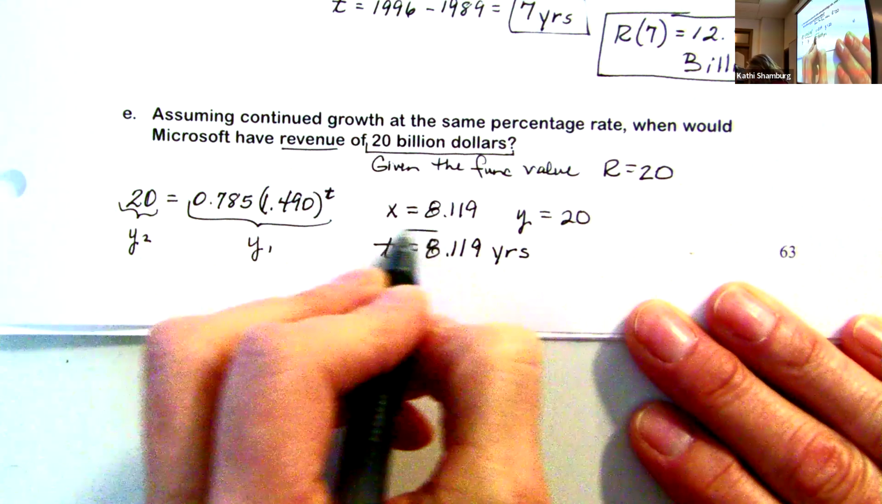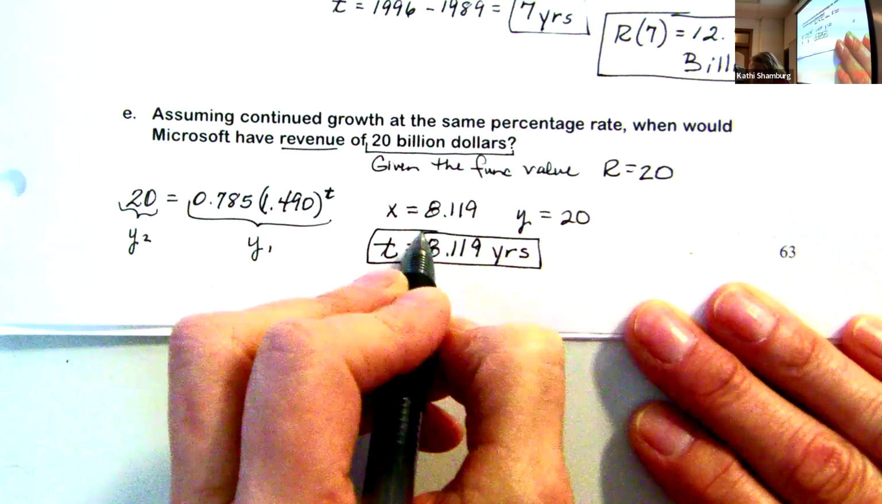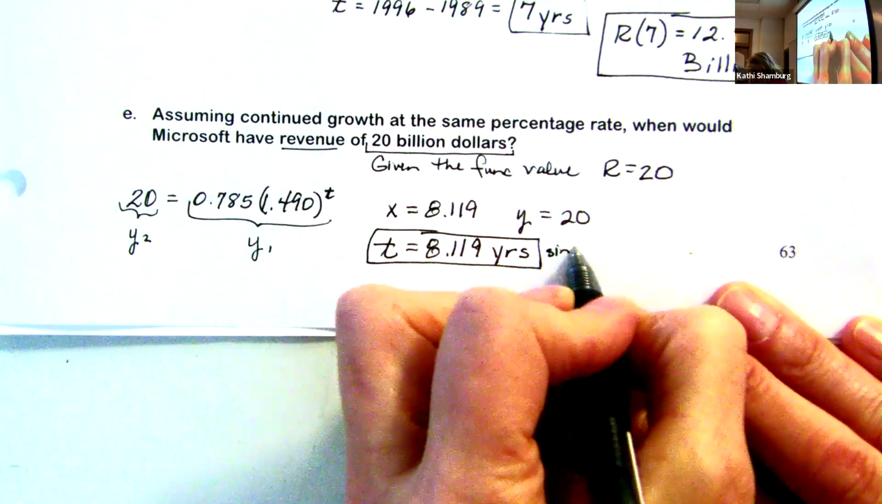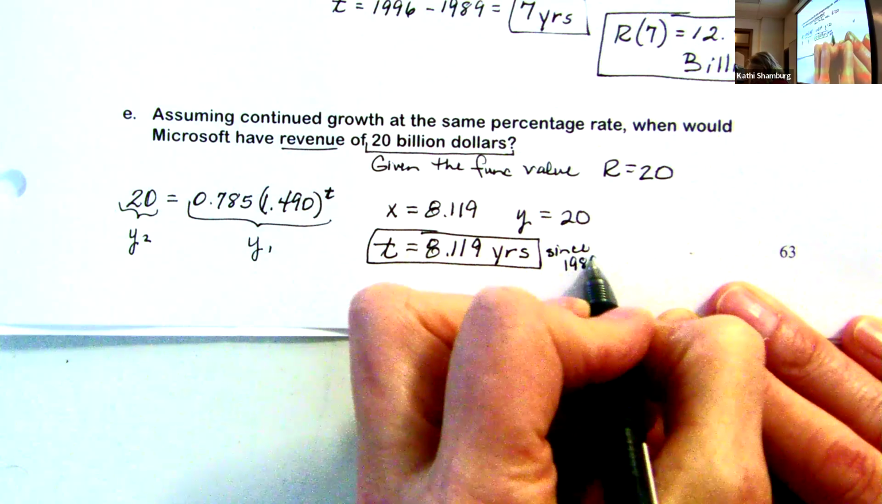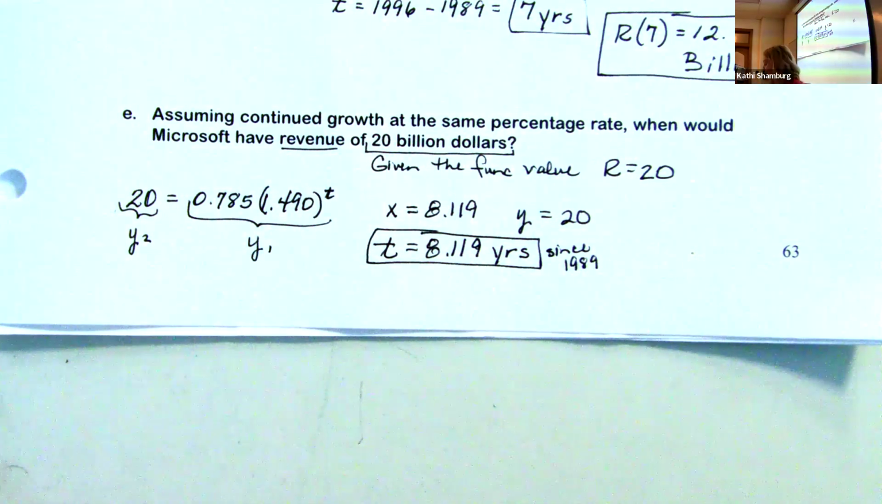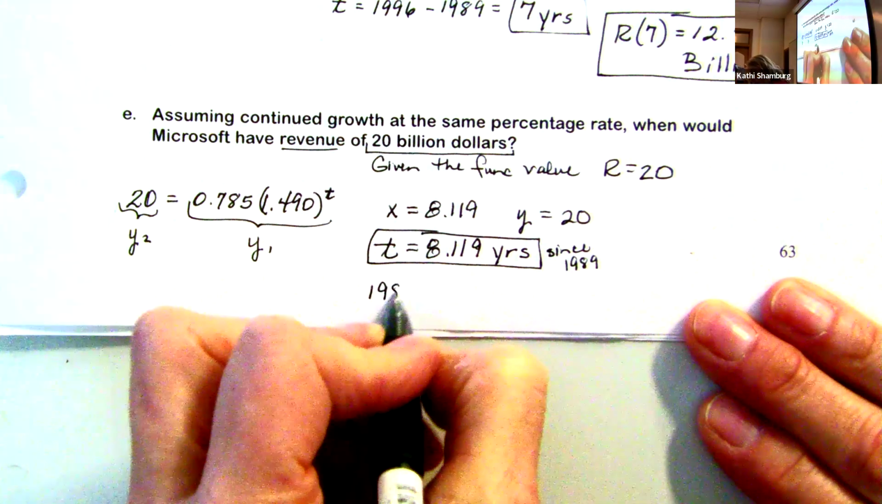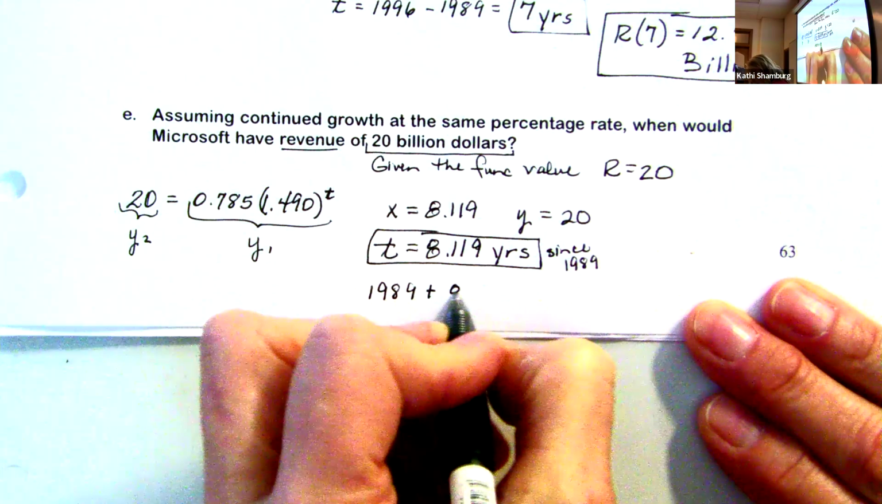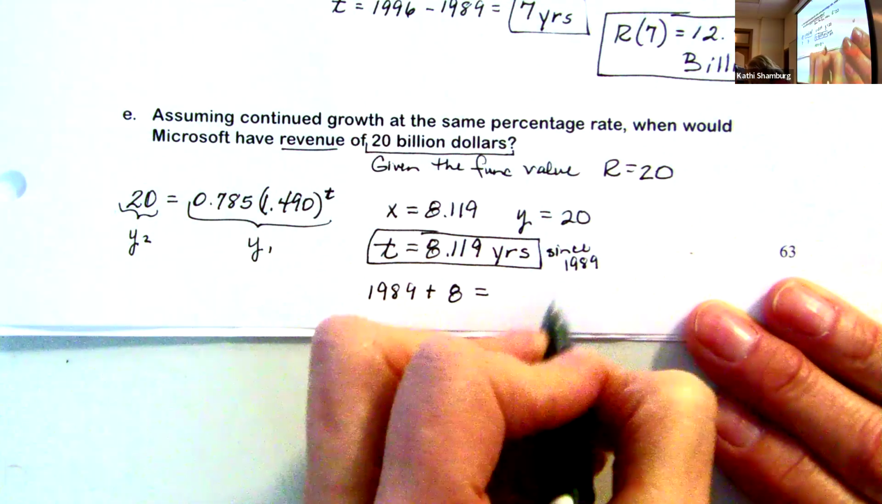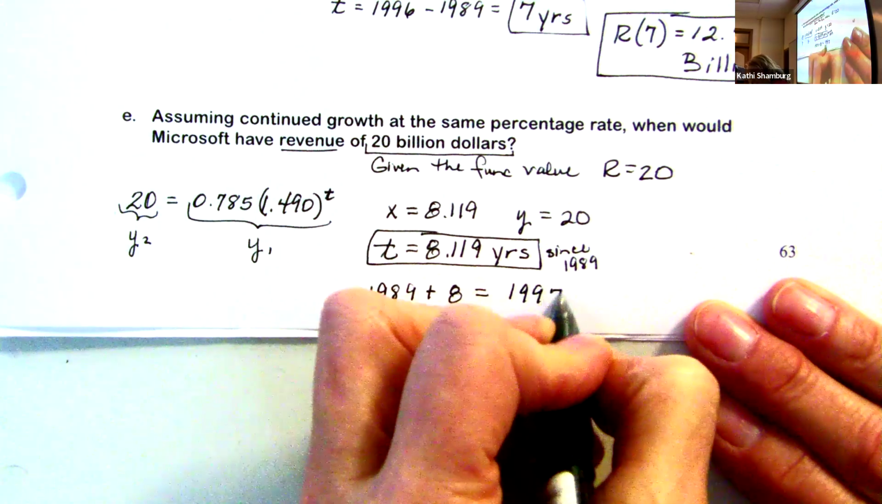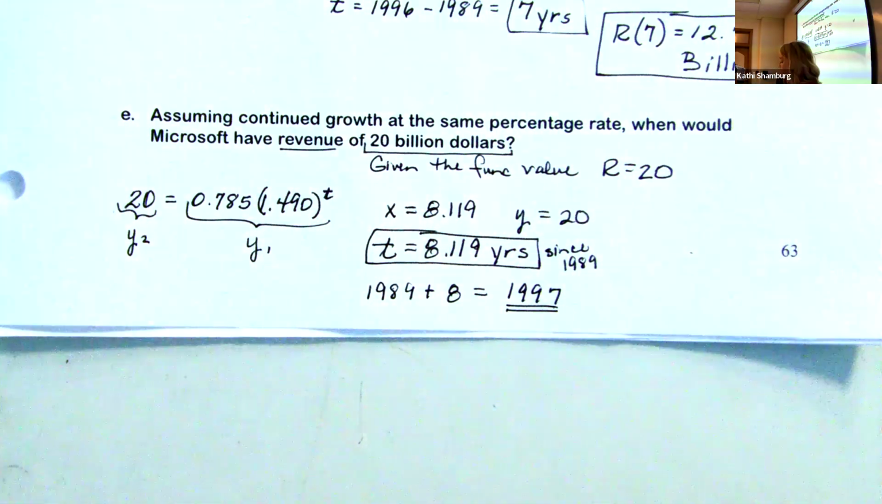And then I have to double check, is it asking me for how many years since 1989, or is it wanting to know the year? It wants the year, so what I'm gonna do is take 1989 plus, and this is almost 8, so this is gonna be more like an approximation. So just pay attention to what I sign. Okay. All right, so that finishes exponential.